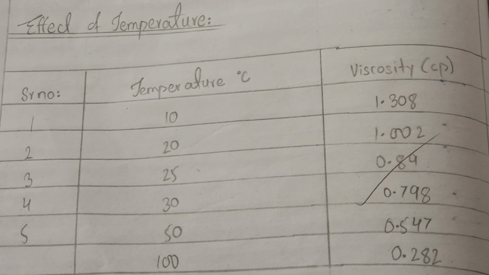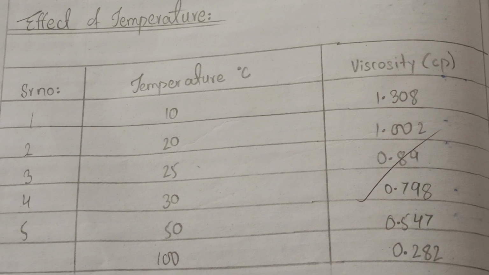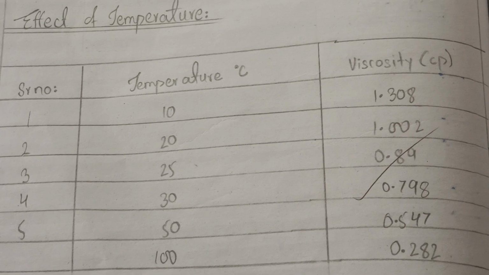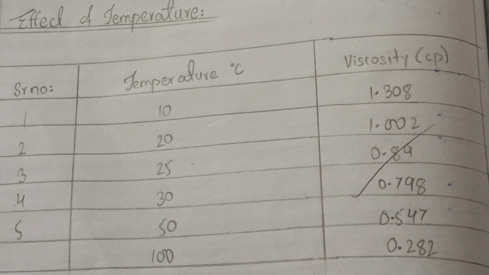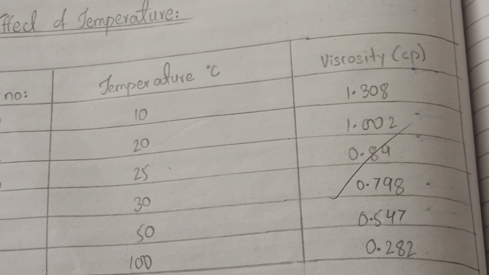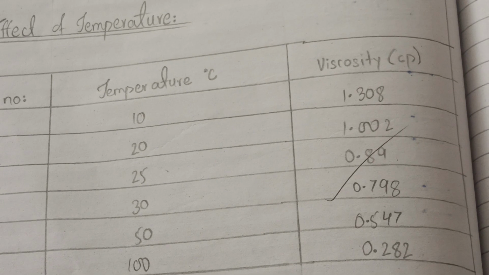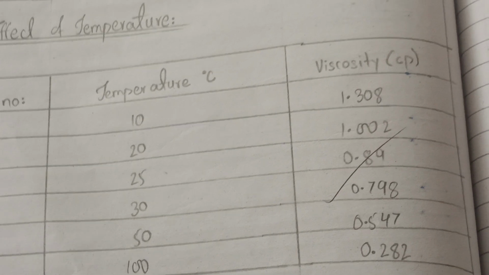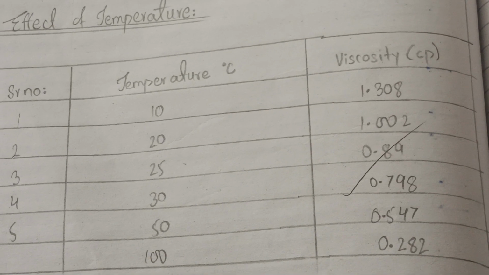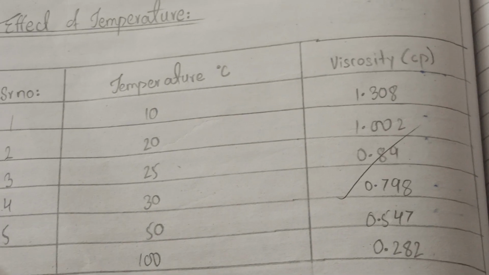Okay, so now we see another table. So here you can see the effect of temperature on the viscosity. As you gradually increase the temperature from 10 to 100, the viscosity decreases. First the viscosity is 1.308, then 1.002, then 0.89, then 0.7, 0.5, and then 0.2. So as the temperature increases, the substance becomes less viscous.